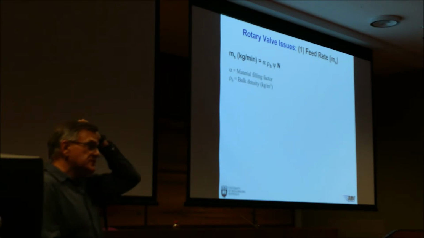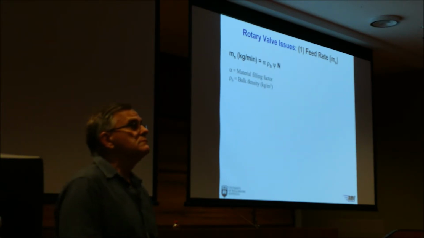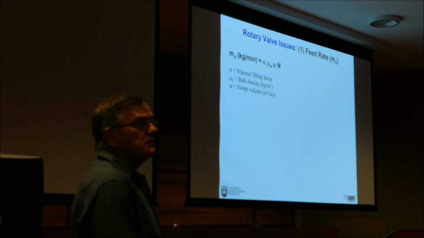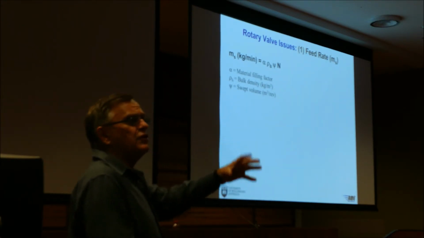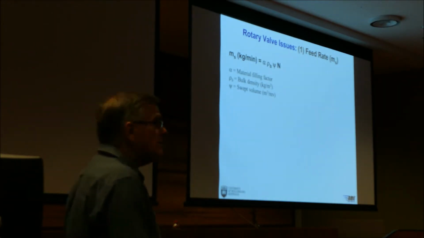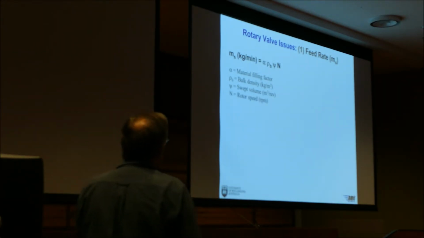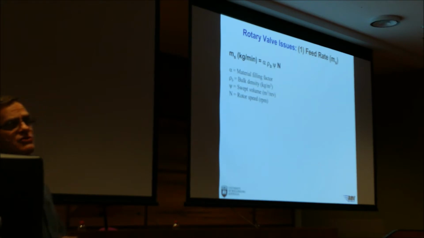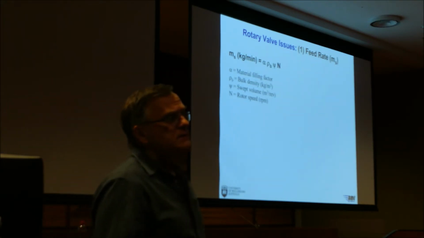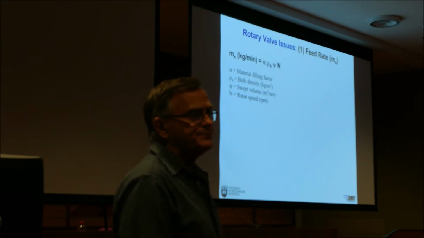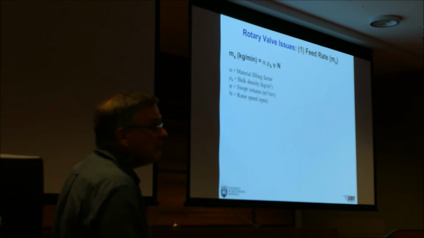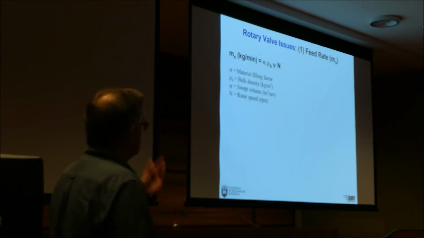So let me define everything there for you. That's the bulk density of the material inside the valve. Swept volume, cubic metres per revolution. So in one revolution, how many cubic metres does that valve supply? And your rotor speed, RPM. If you put those units in here, you'll get kilograms per minute. Now, in the industry, no one talks about kilograms per minute, so you've got to convert to tonnes per hour. Some people talk about kilograms per hour for small systems, but generally tonnes per hour.